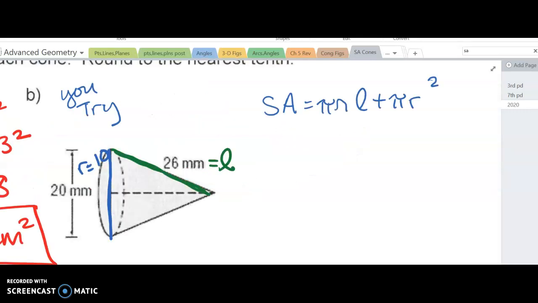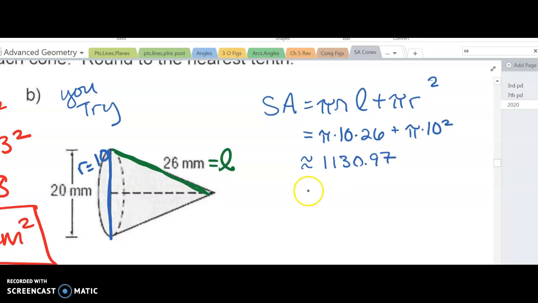Okay, so you said pi times 10 times 26 plus pi times 10 squared, and you put that all in your calculator, and it came out to be 1130.97. So to the nearest tenth, we would go ahead and round that up to 1131 millimeters squared, because area is always squared.